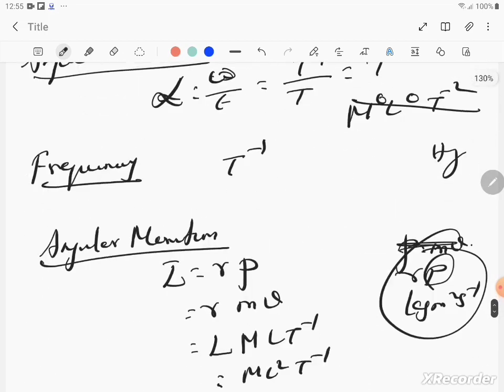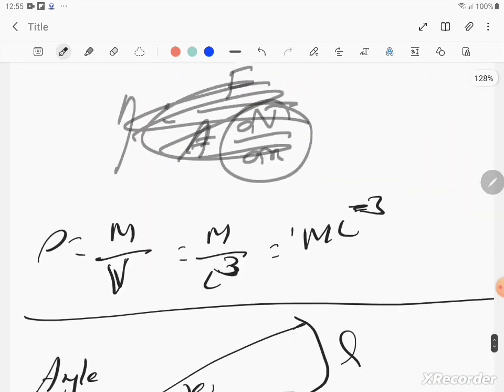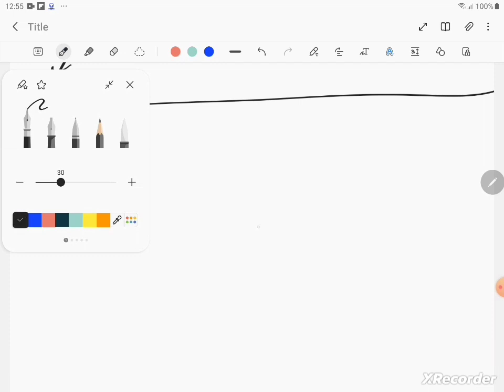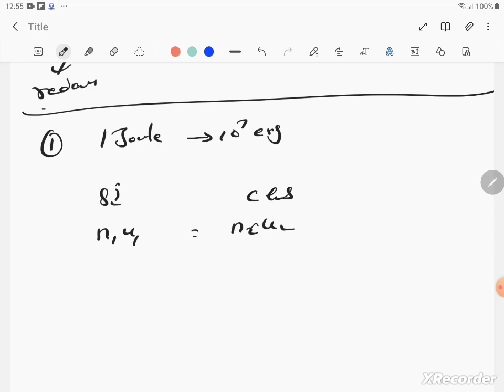Today I'll just recap the sums that I did. The things that I did today were applications of dimensional formula. The first application is the conversion of one system of unit into another system of unit. Supposing I want to convert 1 joule to 10 to the power 7 erg, how do I do that? Write it as N1 U1 is equal to N2 U2. This one stands for SI, this one stands for CGS, and you want to get the answer in terms of CGS.